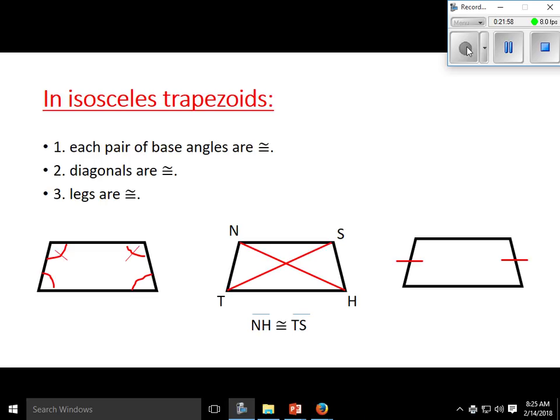So in an isosceles trapezoid, the base angles are always congruent.